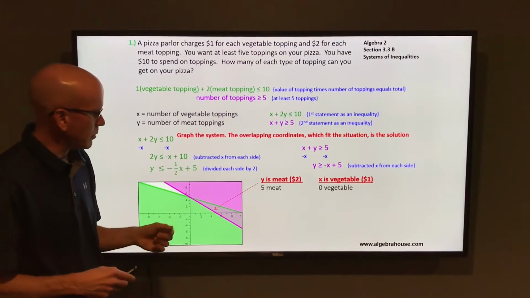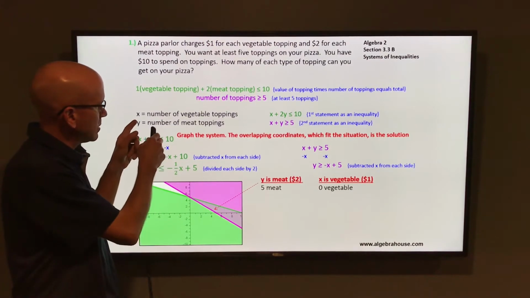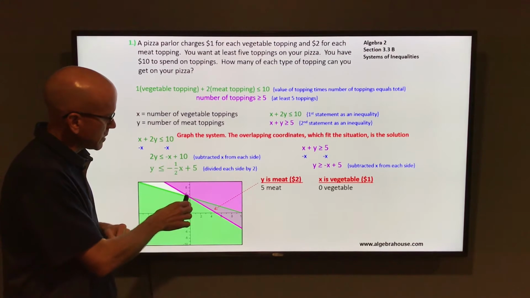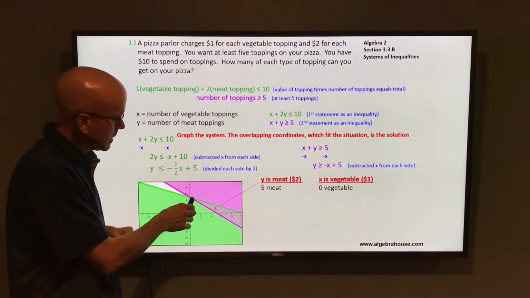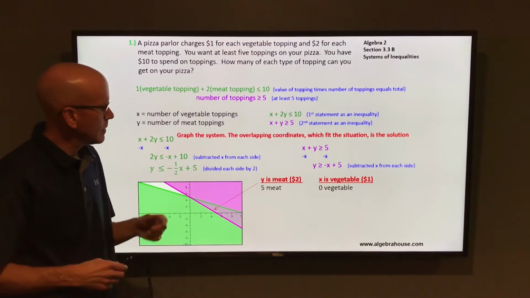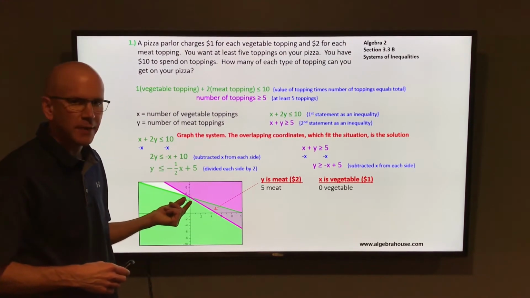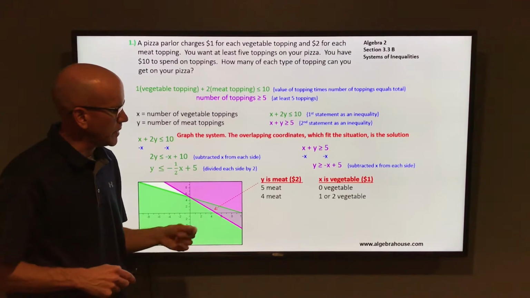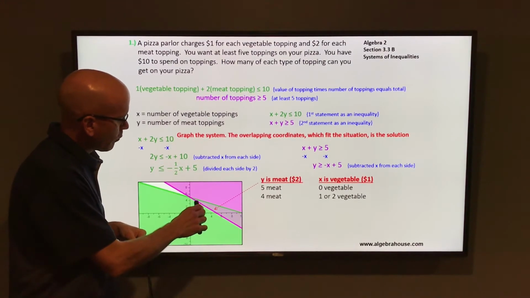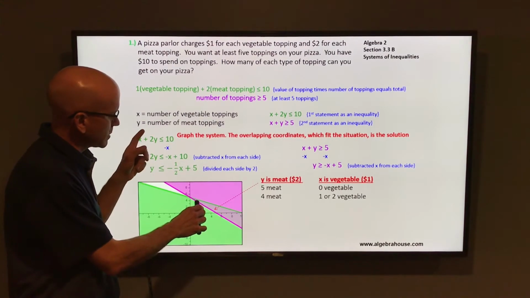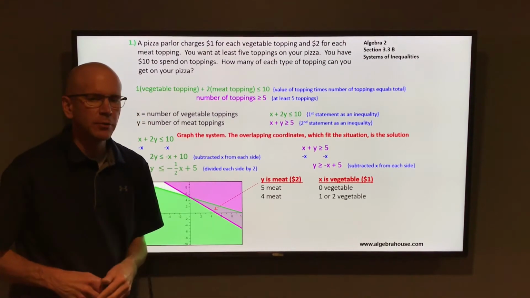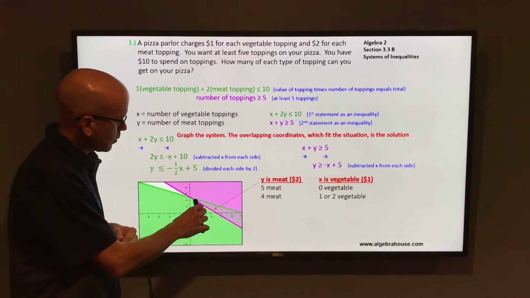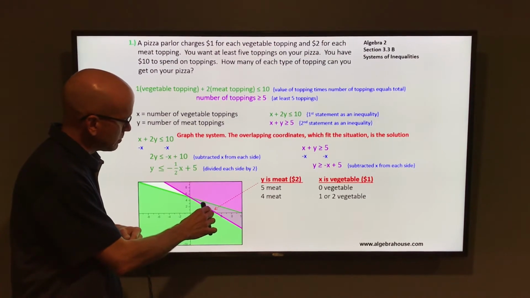So for example, with x being the number of vegetable toppings and y being the number of meat toppings, you could have up here at the y-intercept 5 meat toppings and 0 vegetable toppings, where x is 0 and y is 5. And if you go on further down, you could have 4 meat toppings, where y is 4, and then with that, you could have 1 or 2 vegetable toppings. So where y is 4, x could be 1 or 2.